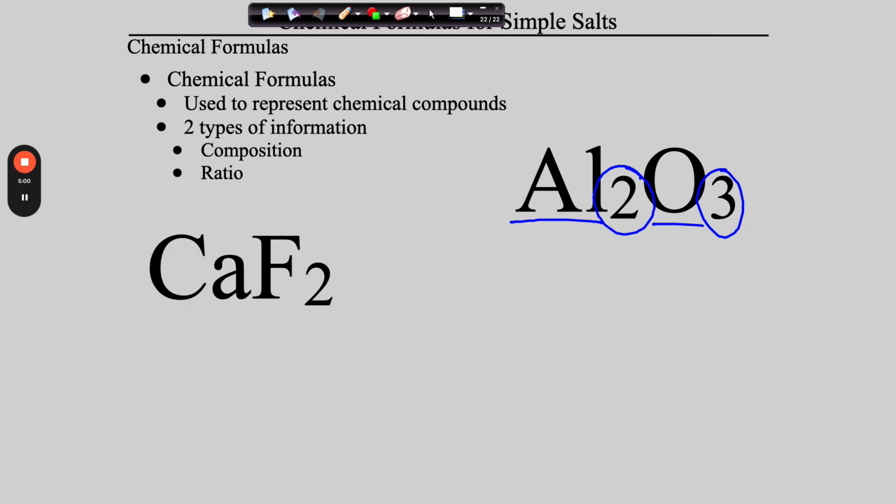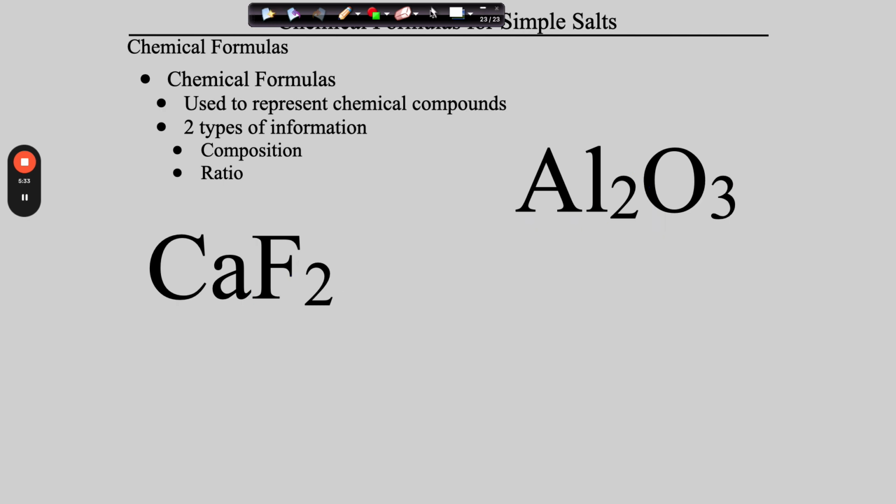Now similarly, we have something like this. This is what is called calcium fluoride. But now we know some things about this salt. By the way, we find this in toothpaste. It makes our teeth stronger. So we know what this is made of. It's made of, of course, calcium and fluorine. But there are two fluorines. Now, it is okay to say that there is one calcium because there's an understood one there. And so, guys, this is another chemical formula.